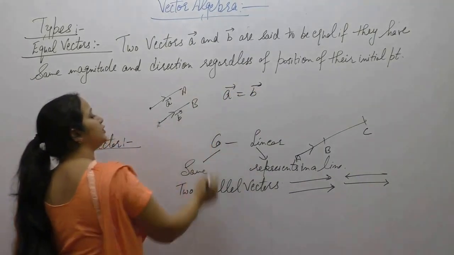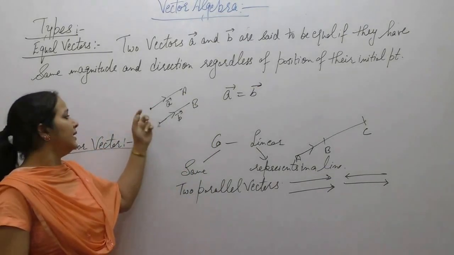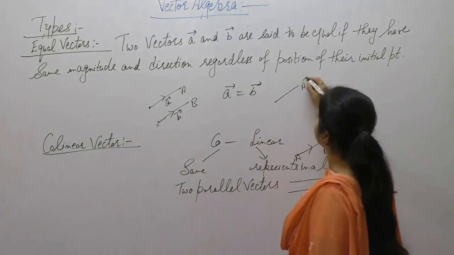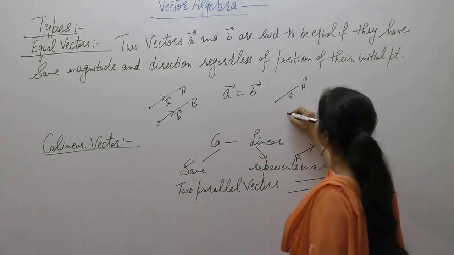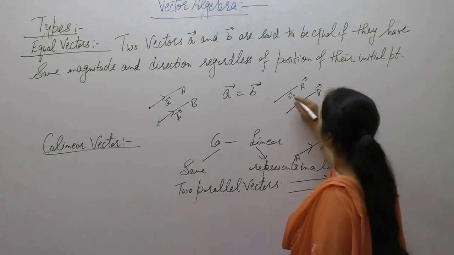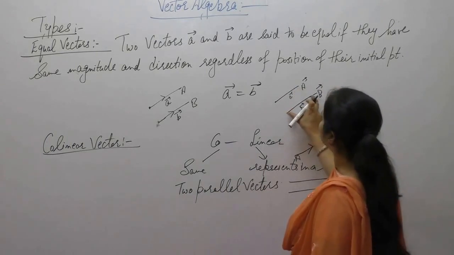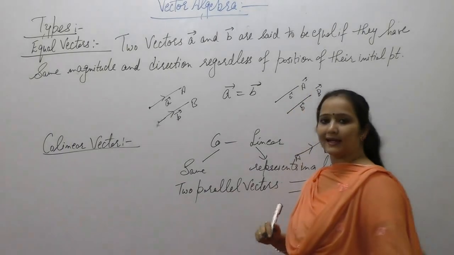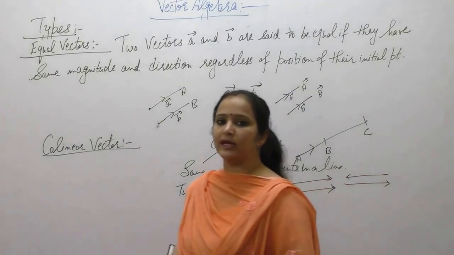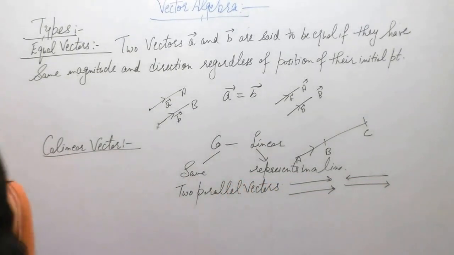If their magnitude and direction are the same, even if the position of the initial point is different, suppose this is A vector and B vector starts from here, if the magnitude is equal and direction is same, then these two vectors are said to be equal vectors.